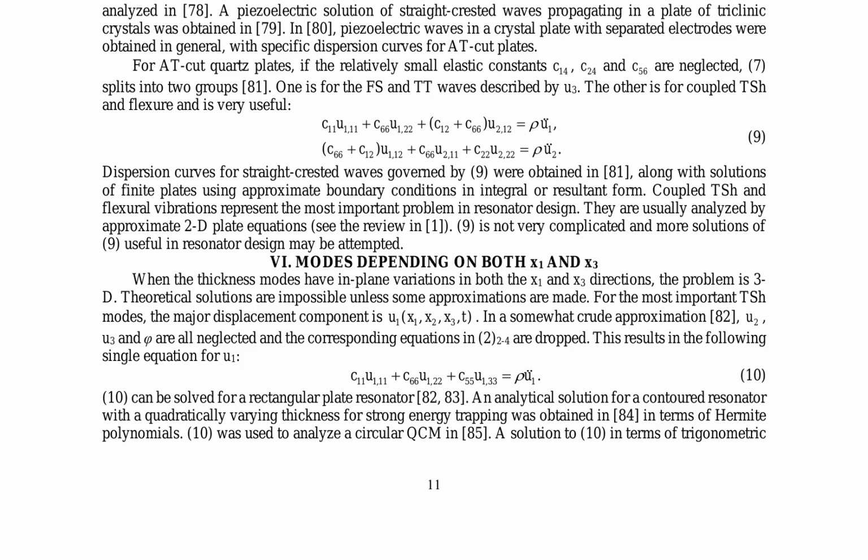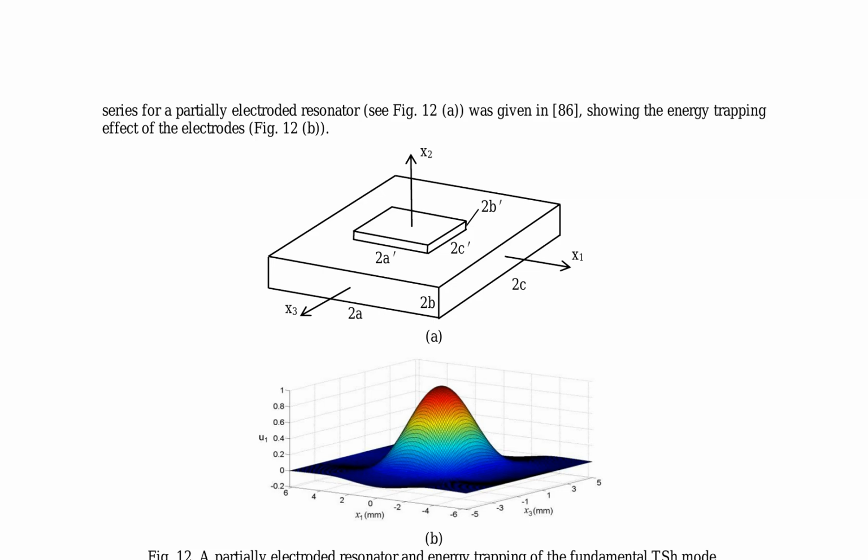plates are presented. For AT-cut quartz plates, the relatively small elastic constants c14, c24, and c56 are neglected, and the equation of motion splits into two groups. One for the FS and TT waves, and the other for coupled TSH and flexural waves. The dispersion curves for straight-crested waves governed by the simplified equation are obtained, and solutions of finite plates using approximate boundary conditions in integral or resultant form are presented.